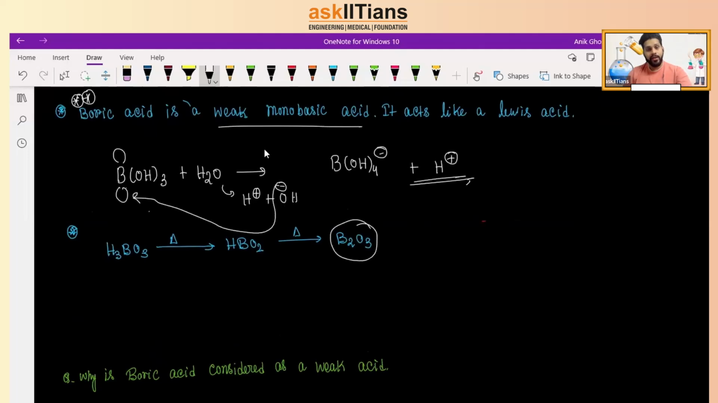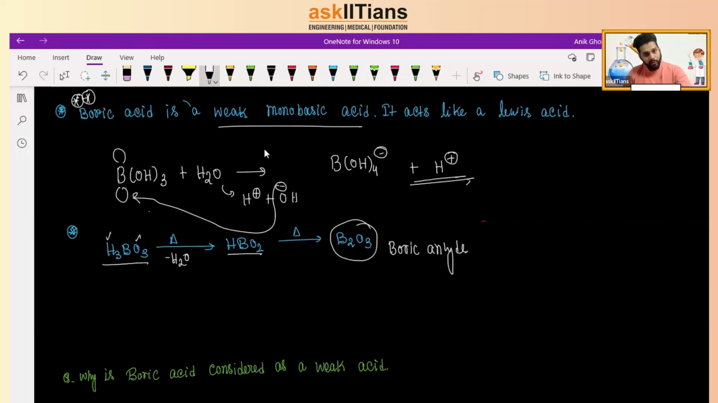Now, our boric anhydride, like I told you guys, I'm going to talk about how to form it. As you see, what we do is first we take boric acid and heat it. When you heat it, guys, you need to take out water. If you take out water from here, 2 hydrogen 1 oxygen, HBO2 is what you're going to get.